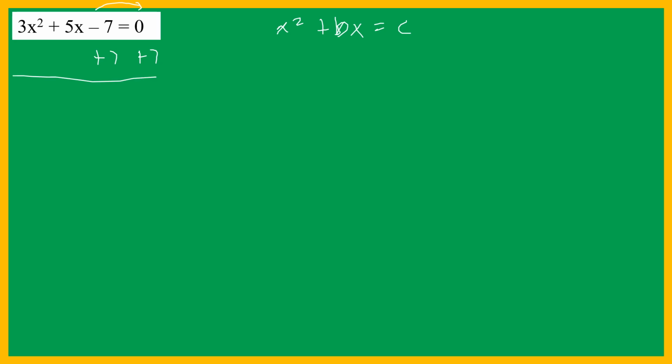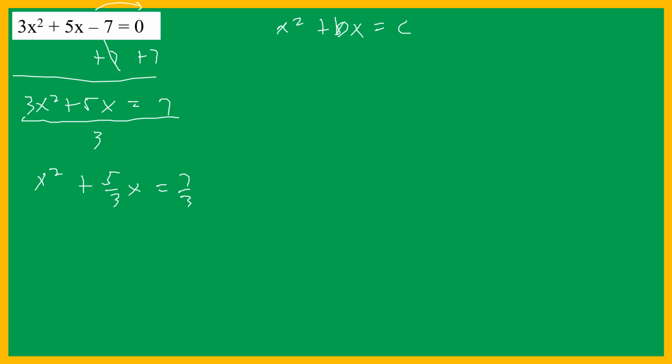And it will result to 3x squared plus 5x equals 7. And as you can see, meron pa tayo ditong 3. So what we are going to do is divide all of the terms of the equation by 3 dahil kailangan walang kasama yung x squared, or 1 lang yung kasama ng x squared. So 3 divided by 3 is 1, so that is x squared plus 5 over 3 x is equal to 7 over 3.